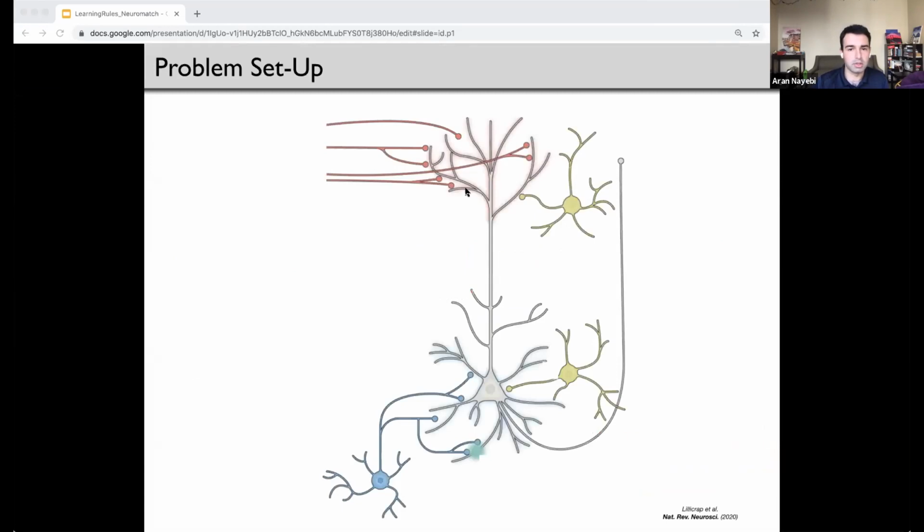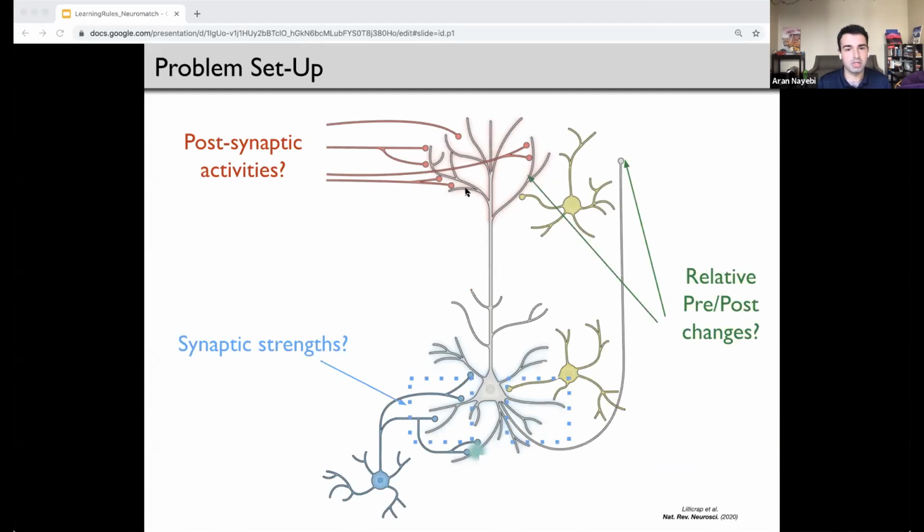Along the route to this goal, it's going to be necessary to develop practically accessible experimental observables that can efficiently separate between hypothesized learning rules. So suppose you could measure a set of neurons in a circuit over the course of learning. What would you measure to identify the plasticity rule operative within that circuit? Would you measure postsynaptic activities from each neuron, synaptic strengths, relative changes between pre and postsynaptic activity? Would you additionally differentiate by cortical area?